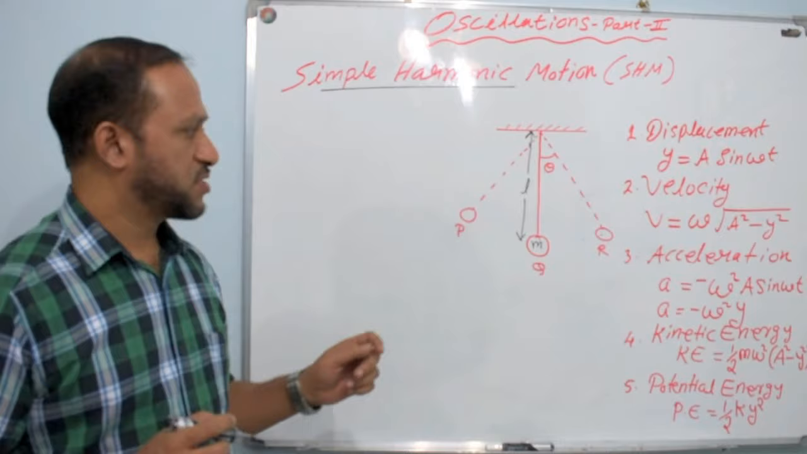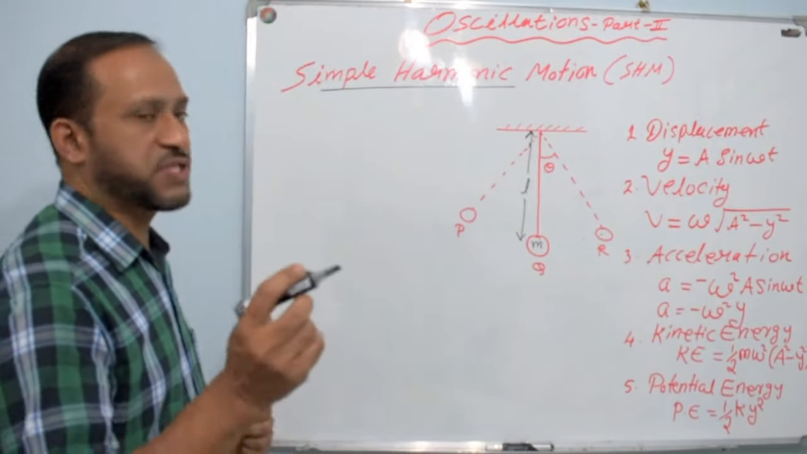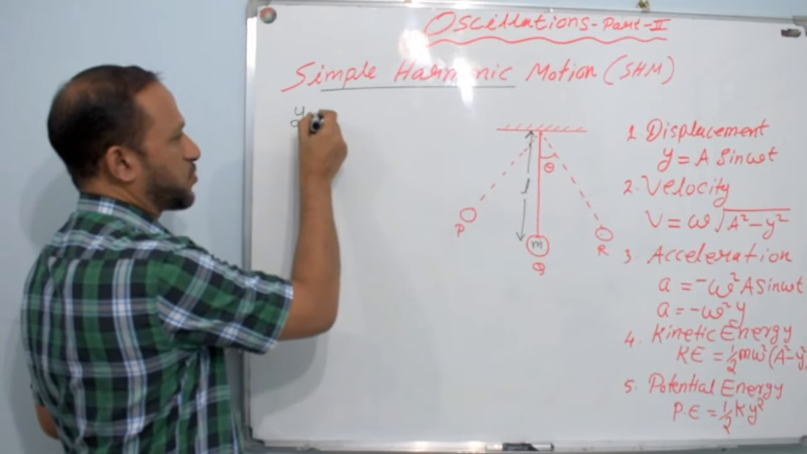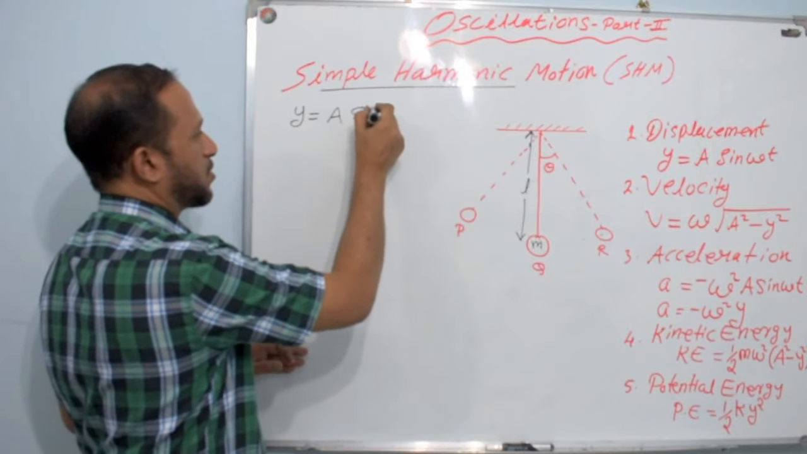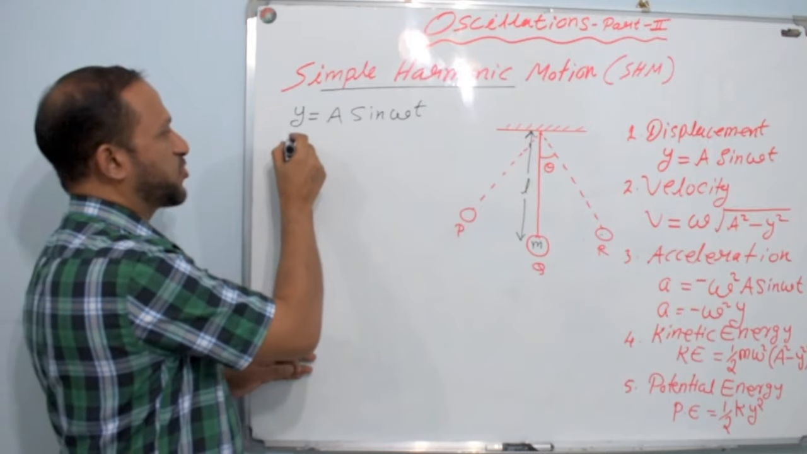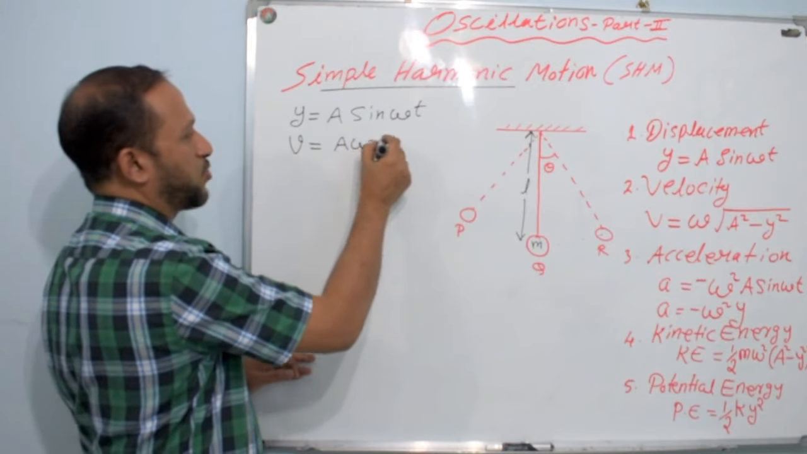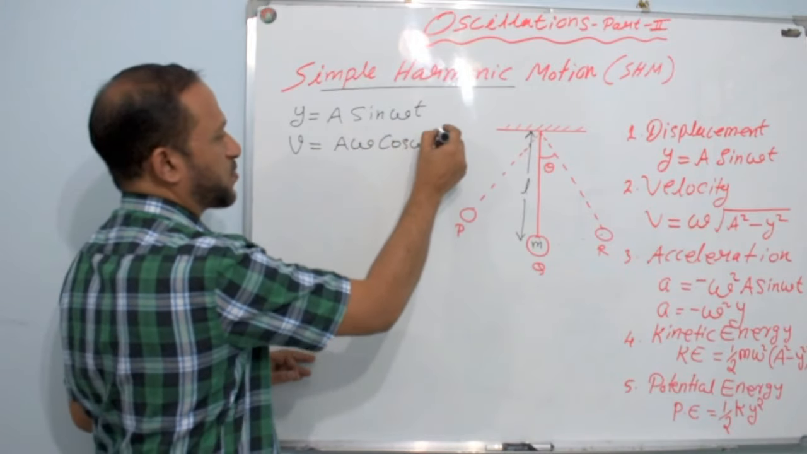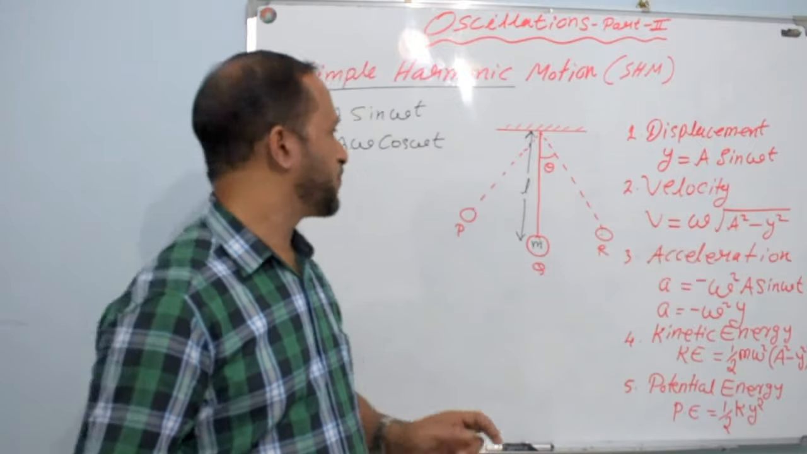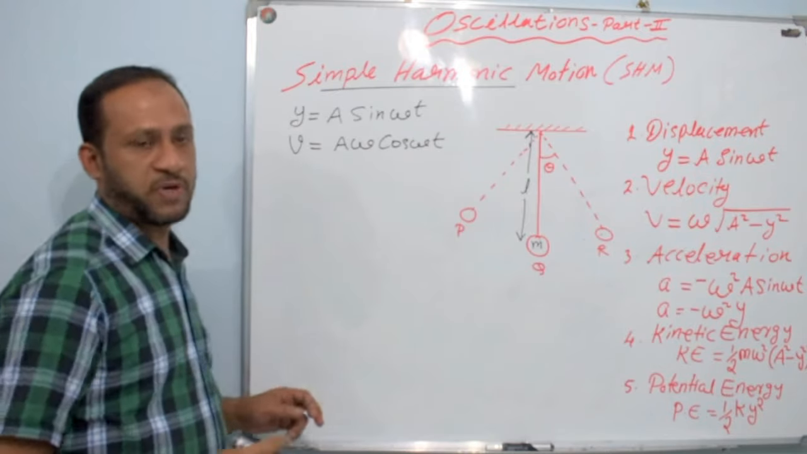Now we can see the third quantity, that is acceleration of the oscillator. So once again, we'll start with the displacement equation. The displacement of the oscillator is y equal to a sine omega t. And after differentiation, we got the equation of velocity, a omega into cos omega t. This equation we modified in the form of omega into root of a square minus y square. Now this is the actual equation of velocity, a omega into cos omega t.